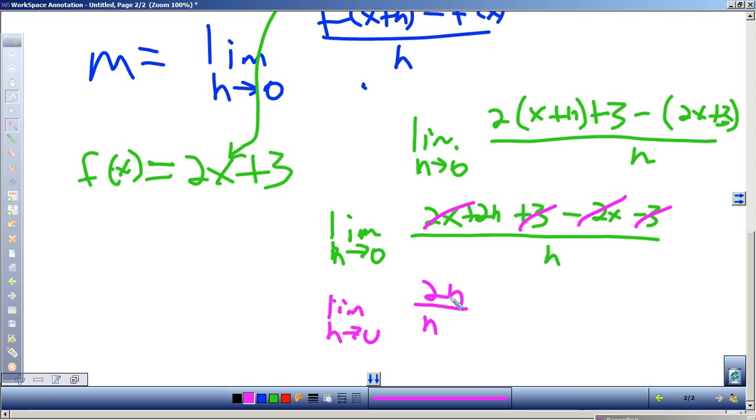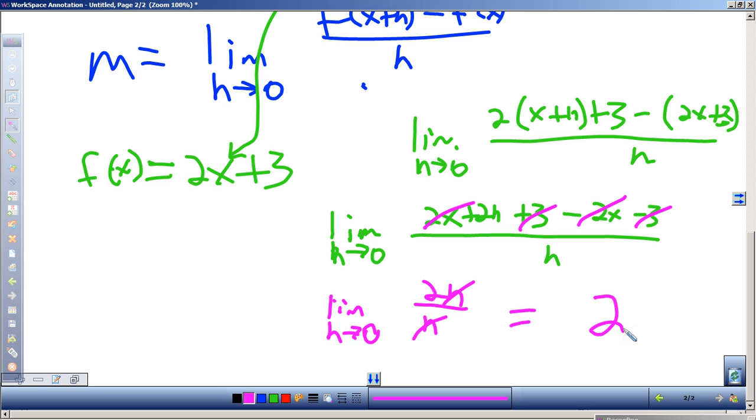What's h over h going to do? No, we can't just plug in 0, right? Because then we have 0 over 0. However, our rule of limit says we can cancel these. So what is the limit of 2? 2.